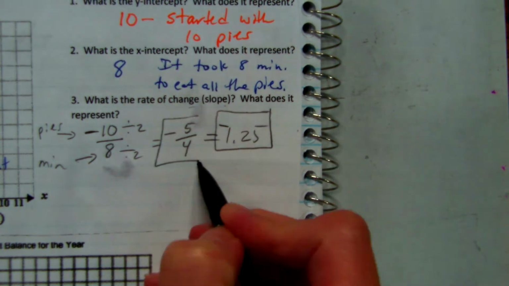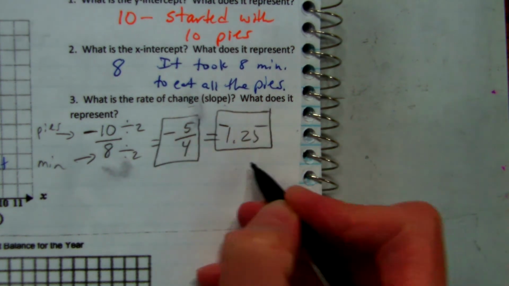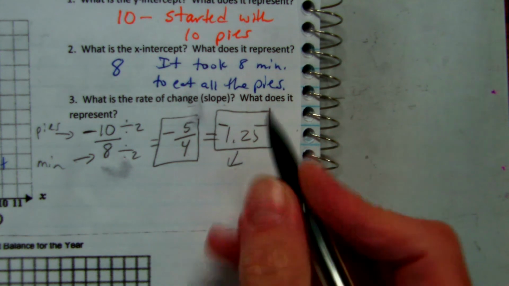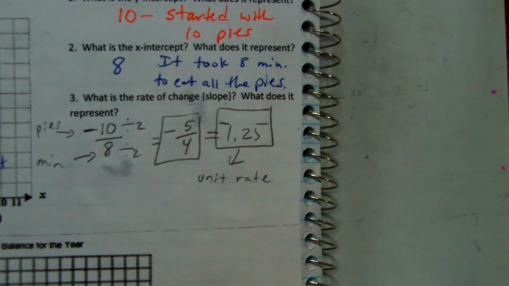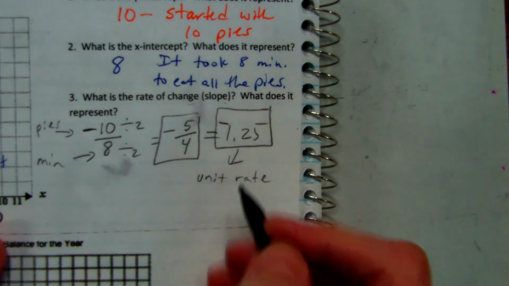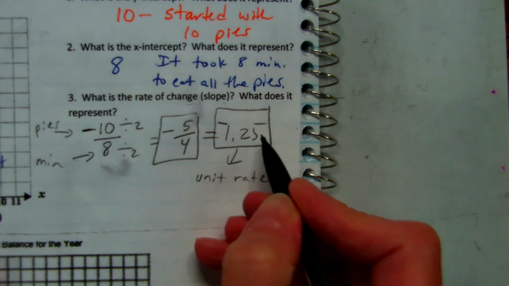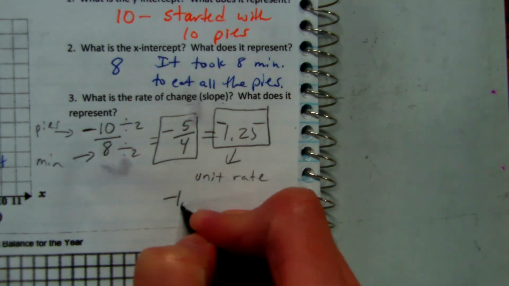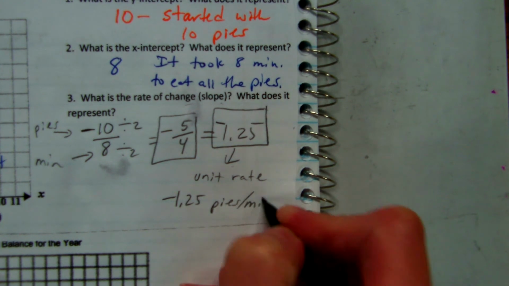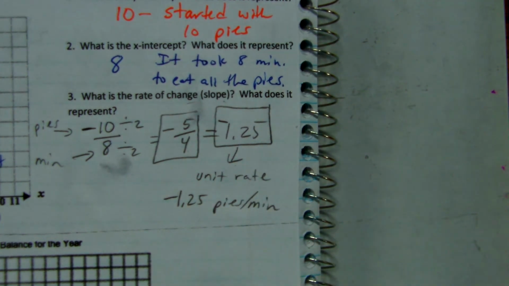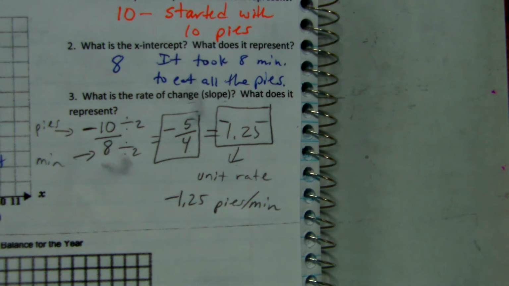We could circle the fraction or the decimal. The decimal is useful because it gives us what we call a unit rate, which you don't need to know right now, but we've talked about it before. What it means is that's how many pies they eat per minute. So it's negative 1.25 pies per minute. So every minute they're eating a pie and a quarter of a pie. A cream pie. They're eating other kinds of pies too. This is just tracking the cream pies.